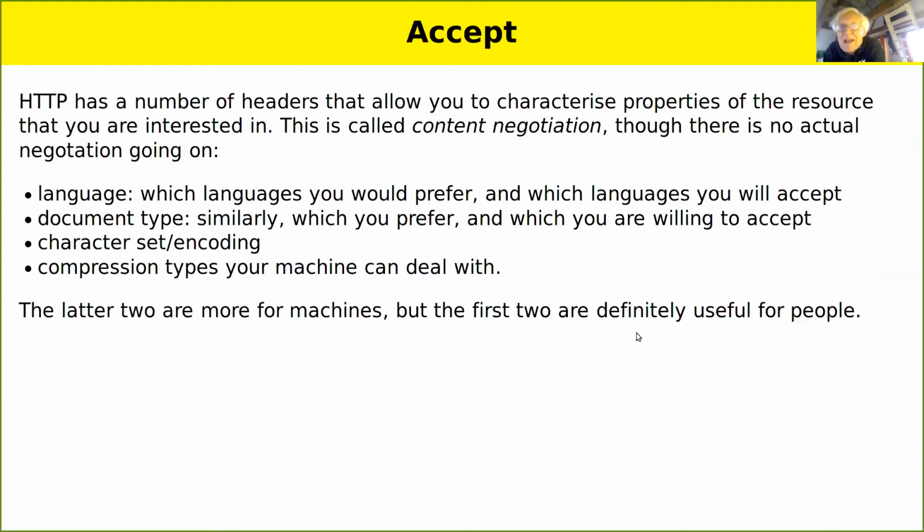It has a number of headers that allow you to characterize properties of the resource that you're interested in. It's called content negotiation, although there's actually no negotiation going on. The sorts of properties you can characterize are the language, which natural language you prefer, and which ones you will accept. Document type, whether you prefer HTML or PDF or whatever, and which ones you're still willing to accept. The character set and encoding, and the compression types that your machine can deal with. Now, the latter two are more for machines, so I'm not going to talk about them, but the first two are definitely useful for people.